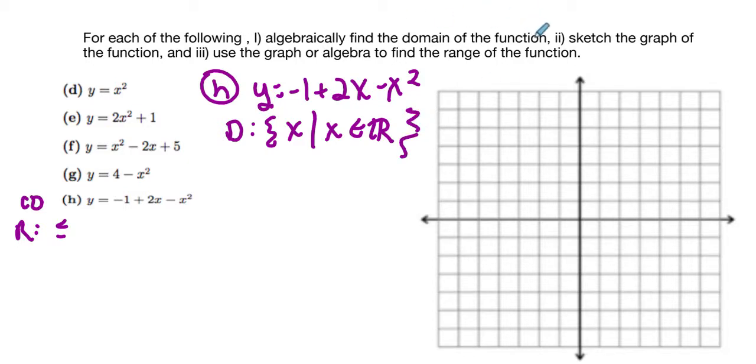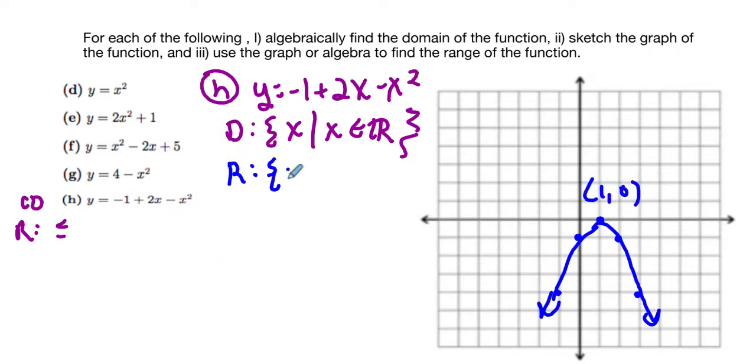Using my calculator, let's get the graph of this. Plot a few points. Use calculate maximum to find our vertex, which is (1, 0). So therefore my range is y such that y is less than or equal to 0.